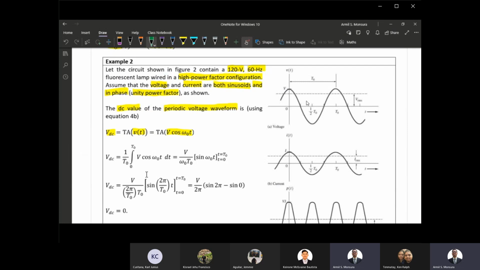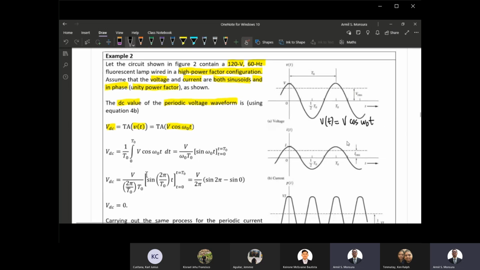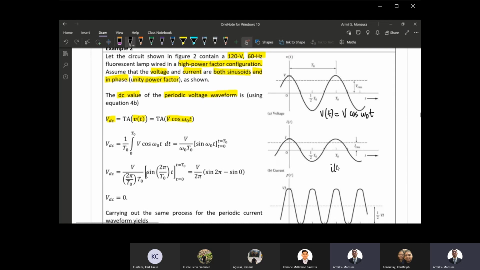Now, in this case, this would be your voltage waveform. So your VT is V cosine omega 0t. That's our V. And our current, that's IT, is I times cosine omega 0t. Again, we will assume that both are in phase so that we will have unity power factor. Kaya parehong cosine yung gagamitin natin.